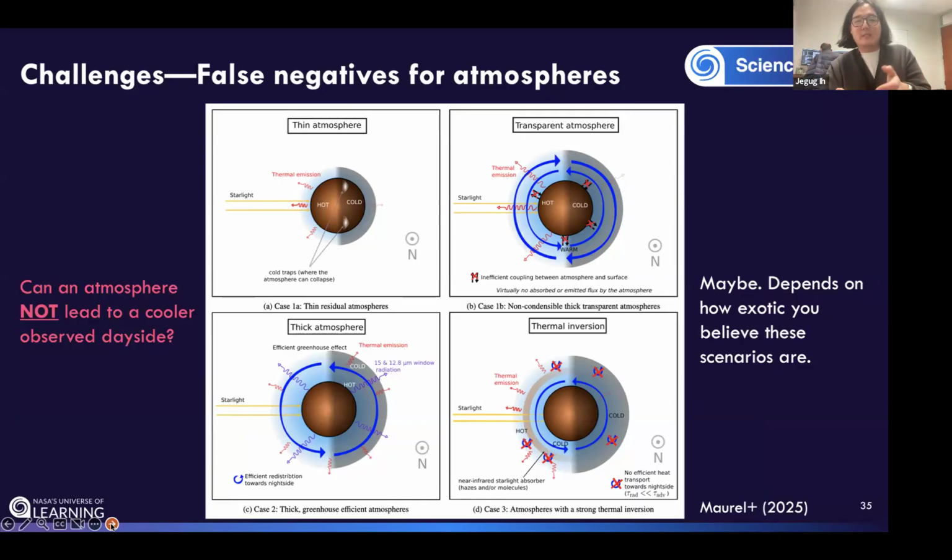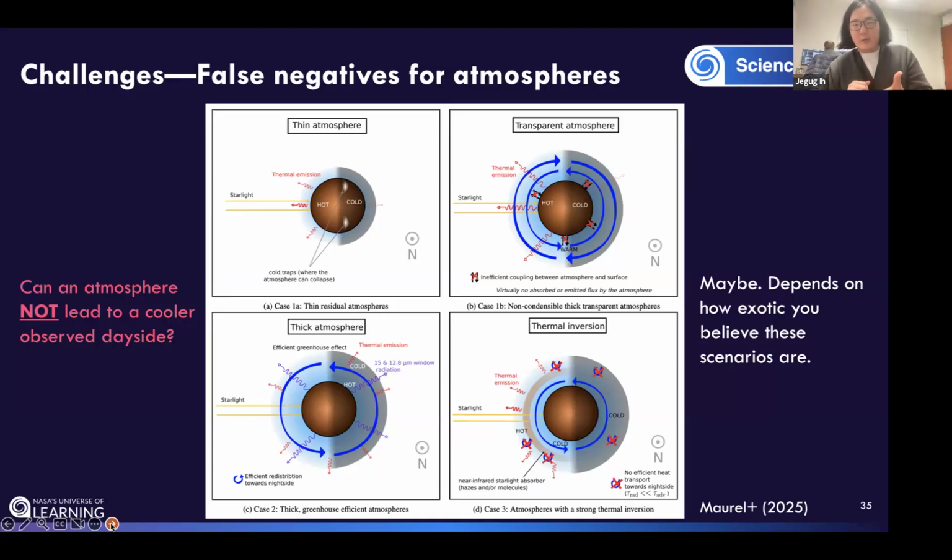And then there are all these different cases where a thick atmosphere could cause greenhouse warming, so that it actually increases the day side temperature. So despite appearing hot, it's actually a thick atmosphere. Or you have some kind of aerosols or clouds in your atmosphere, which inhibit transport from the day side to the night side. And that could also appear to have a hot day side temperature when in fact there's a thick atmosphere.